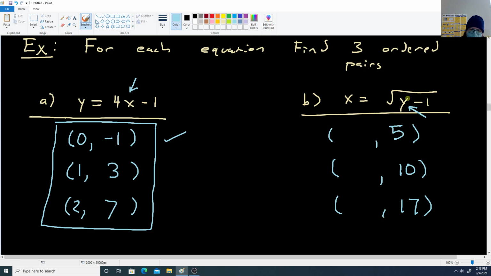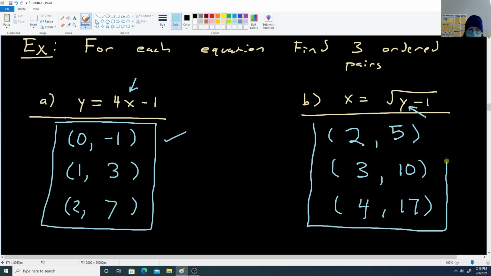So if y is 5, 5 minus 1 is 4, square root of 4 is 2. If y is 10, 10 minus 1 is 9, square root of 9 is 3. If y is 17, 17 minus 1 is 16, square root of 16 is 4. And so I generated my solutions, or I generated ordered pairs that are solutions using that idea.